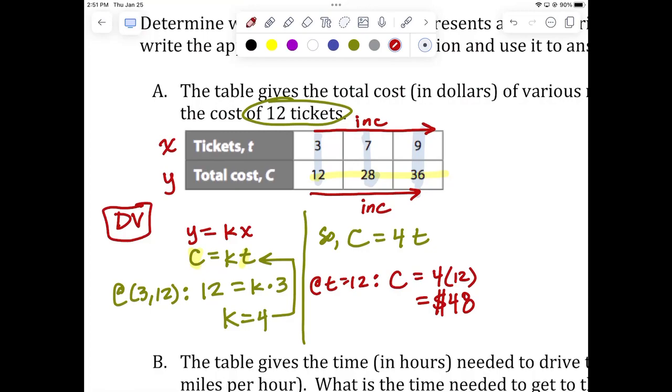So 48 bucks. Now ask yourself one last thing before you walk away. Is that a reasonable number? If 9 tickets cost 36, would it make sense that 12 tickets cost more than 36? Yeah. Now notice in the context of this problem, what can we say about 4? What is 4 in the context of this problem?